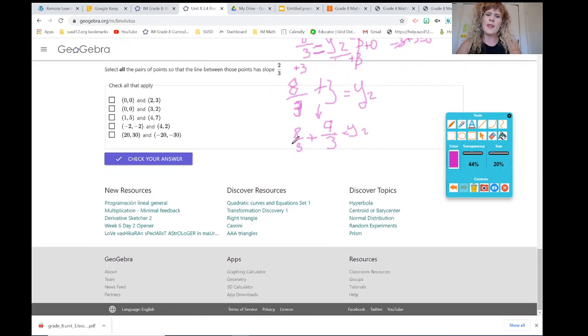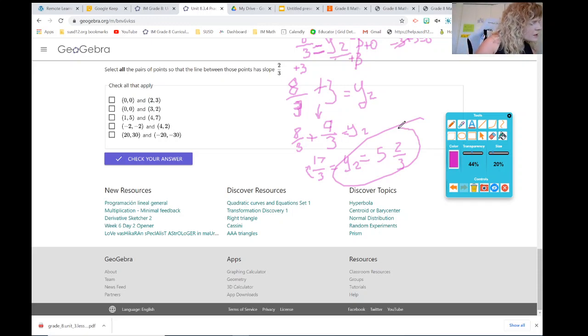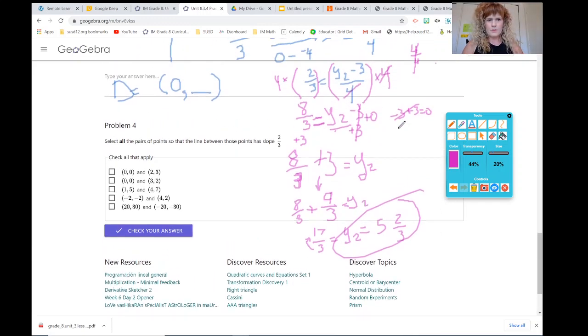Exhausting. Keep going. 8 plus 9, that's 17/3. Okay, we got our answer. y2 equals 17/3. Please reduce your fraction. 3 goes into 17 5 times, and there's 2/3 left over. There is the y coordinate point for point D.